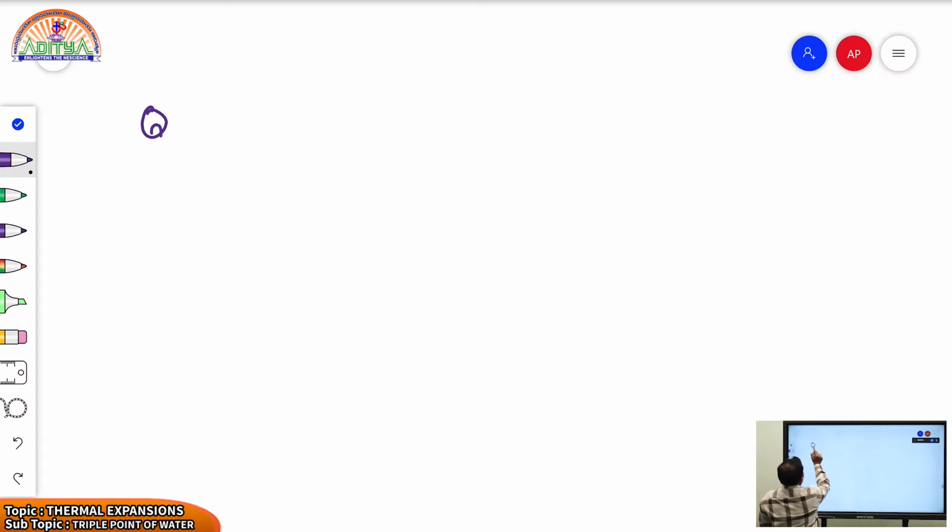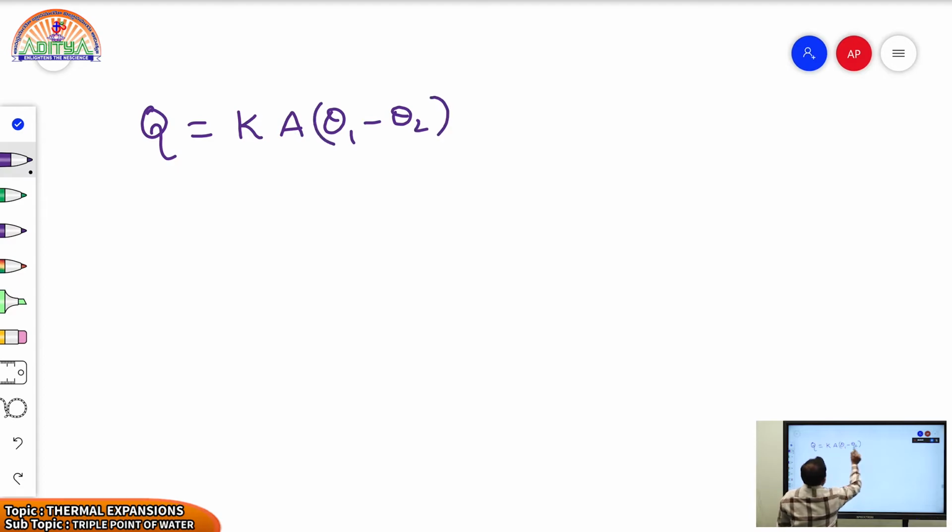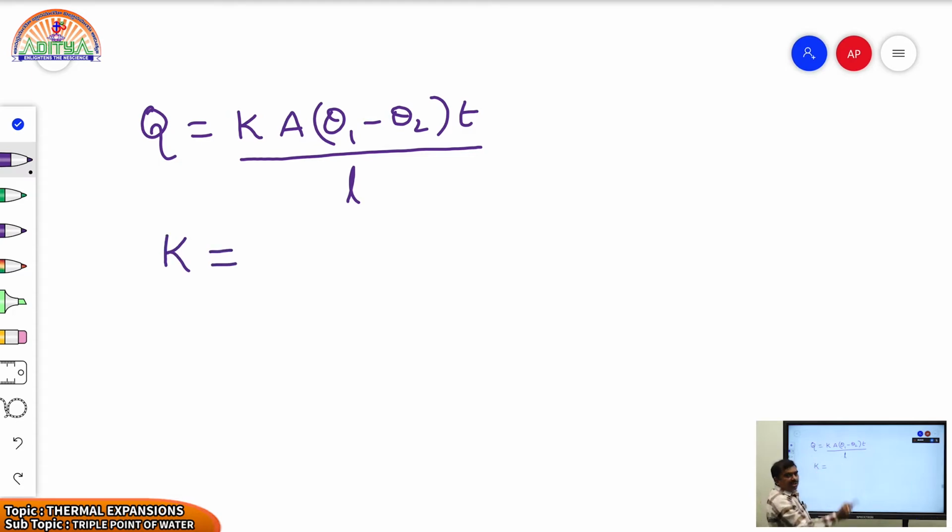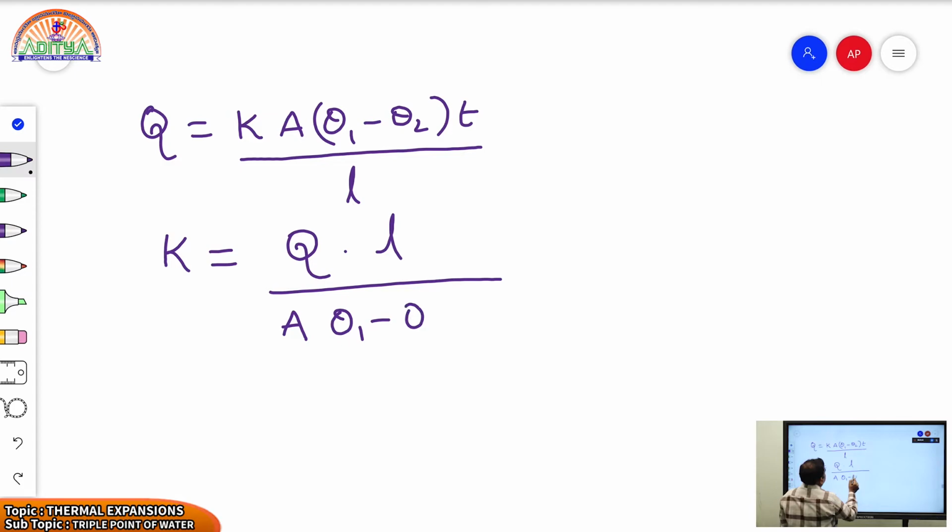Now, look how we can define it. This is the formula that we are getting: Q is equal to KA into theta 1 minus theta 2 into T divided by L. So, I can write K like this: K is equal to Q into L by A into theta 1 minus theta 2 into T.